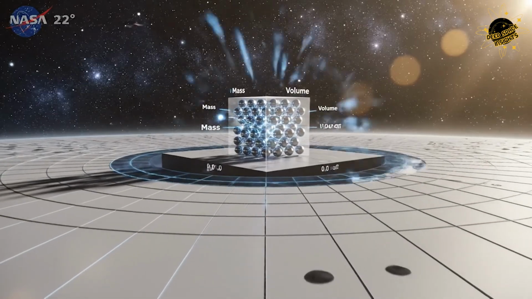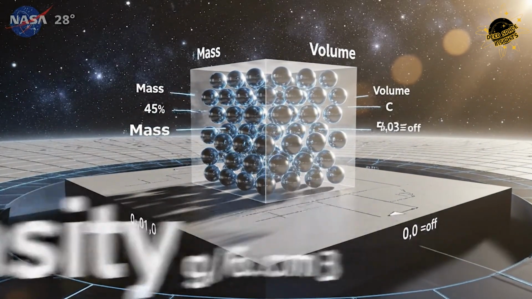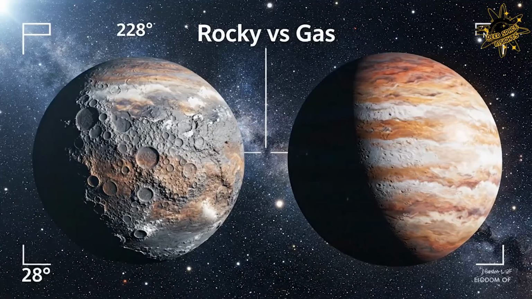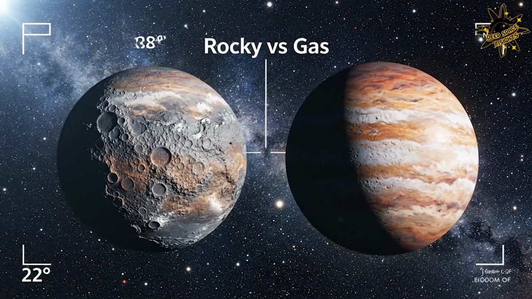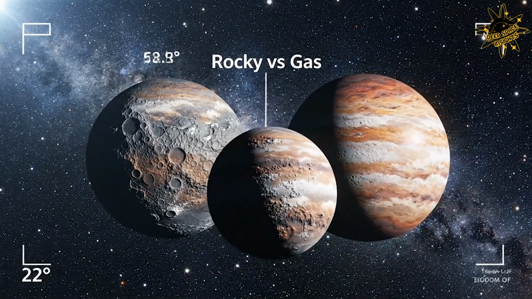Knowing both size and mass allows scientists to calculate the planet's density. A low density suggests a gas or ice giant, while a high density suggests a rocky terrestrial world.